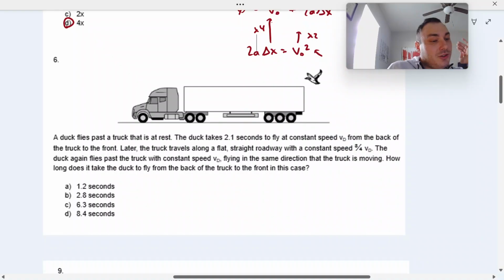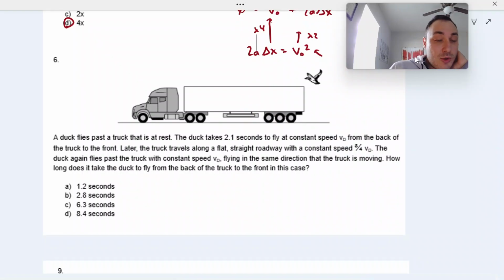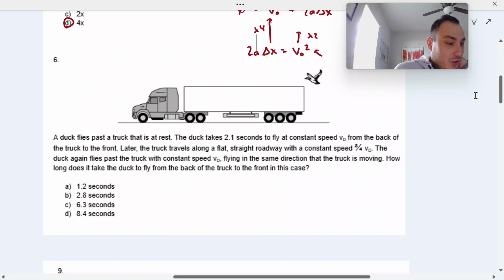A duck flies past a truck that is at rest. The duck takes 2.1 seconds to fly at constant speed vd from the back of the truck to the front. Later, the truck travels along a flat, straight roadway with a constant speed of 3/4 vd. The duck flies past the truck again with a constant speed of vd, flying in the same direction that the truck is moving. How long does it take the duck to fly from the back of the truck to the front in this case? Okay, so essentially we have this truck, and it's moving 3/4 vd, and the duck is moving vd.